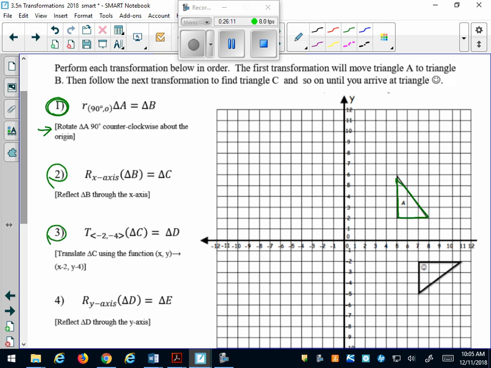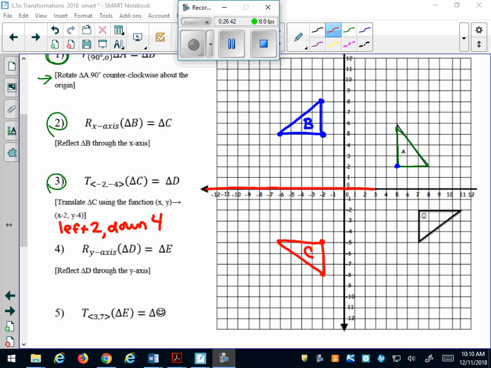That's the clearest direction. Rotate. They want you to rotate triangle A 90 degrees counterclockwise about the origin. I definitely suggest you use patty paper here, but let me show you the best way to use patty paper on a coordinate plane. You want to make sure you trace the origin and your shape. Okay, so we rotated triangle A 90 degrees counterclockwise and got this triangle B.